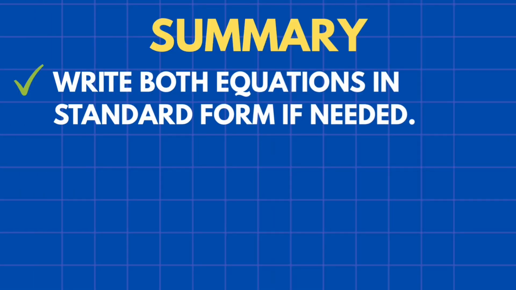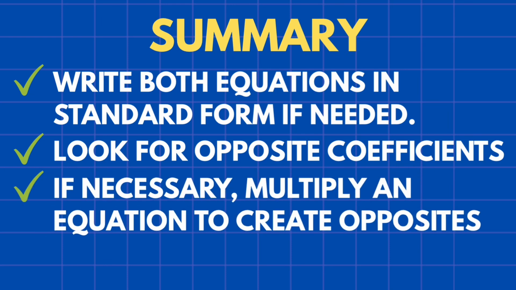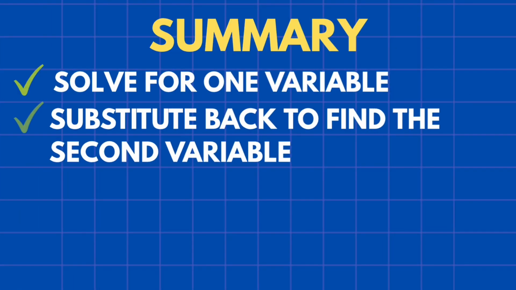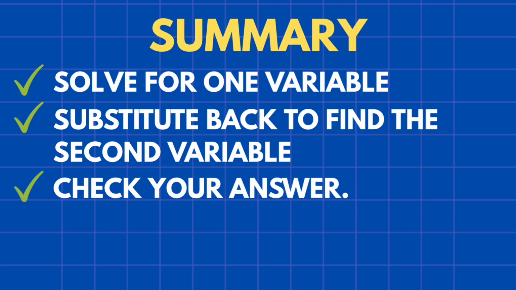Let's summarize what we learned in today's lesson. First step is to write both equations in standard form if needed. Then, look for opposite coefficients. If necessary, multiply an equation to create opposites. We then add or subtract the equations. Next, we can solve for one variable. We can then substitute back to find the second variable. Lastly, we check our answer.